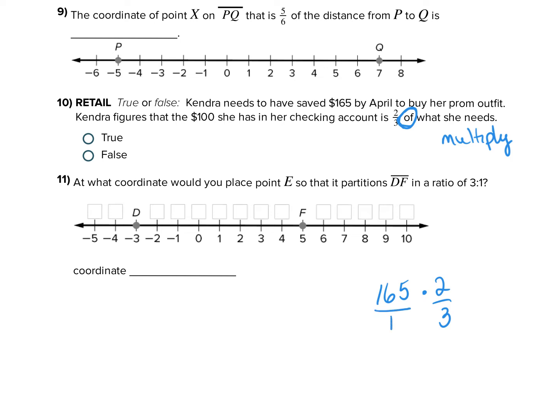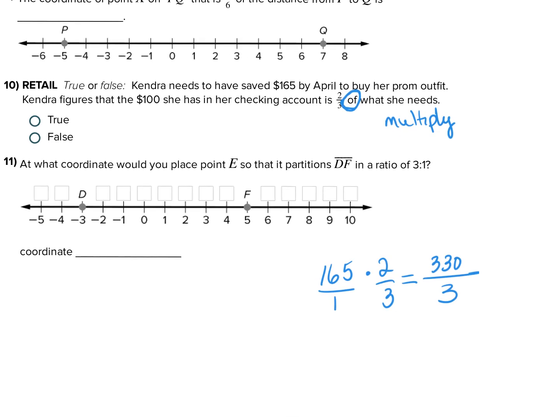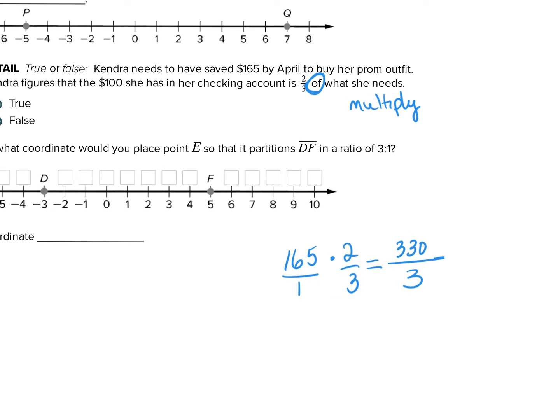So remember, when we multiply a fraction times a whole number, put the whole number over 1, multiply straight across. 165 times 2 is 330. And 1 times 3 is 3. So 330 divided by 3 is equal to $110.